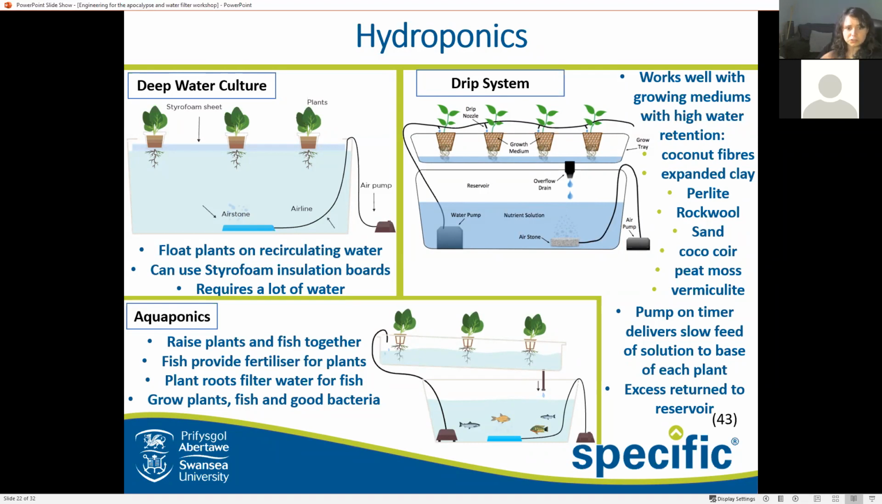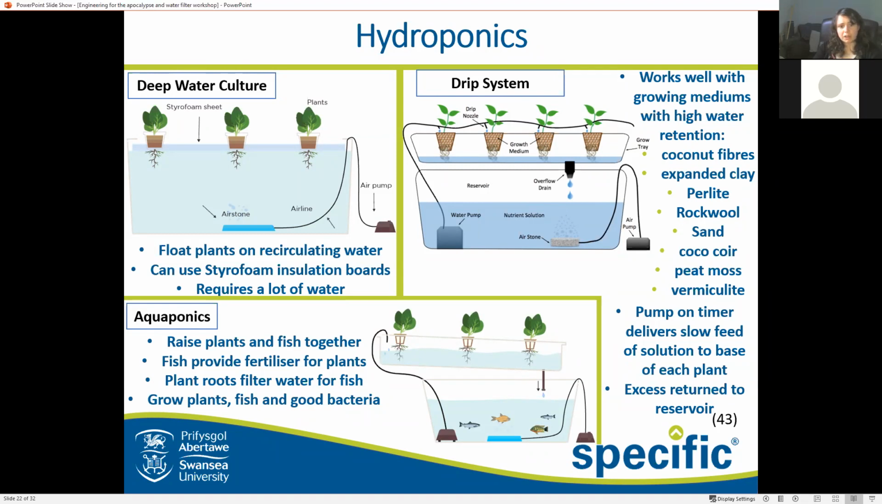An alternative system is also the drip system. So to minimise the water required, grow mediums with high water retention are used, such as coconut fibres, expanded clay, perlite, rockwool, sand, cocoa, peat moss, vermiculite, quite a few things. So anything which has a high water retention can be used to hold the root systems in place.